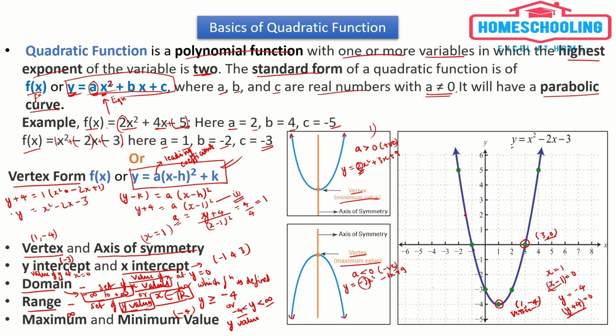As we can see here, we have got our quadratic equation, that is y is equal to x square minus 2x minus 3. So the vertex form is used when the graph is given to you and you have to find the quadratic function. Then you're going to use the vertex form. Now let's move on to the questions.